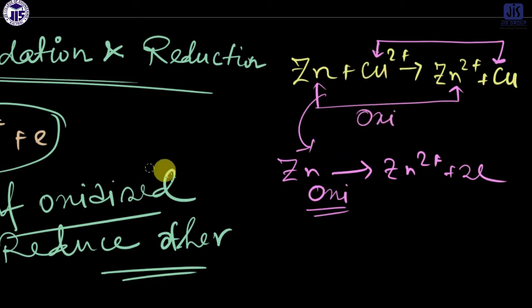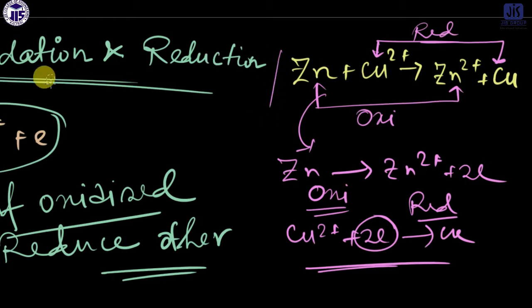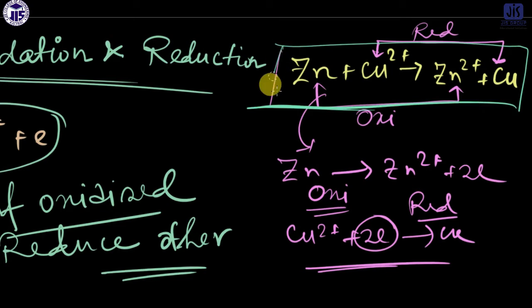In the other way, copper 2+ plus 2e gives copper. That means this is the gaining of electrons, and gaining of electrons means it is the reduction. So here you can write reduction. So one complete reaction is the redox reaction, because it is the combination of oxidation and reduction. One part is oxidation, another part is reduction. In this way we can understand what the redox reaction is.